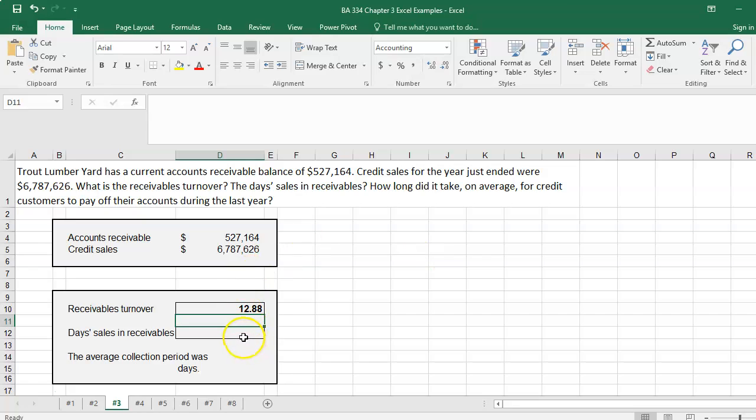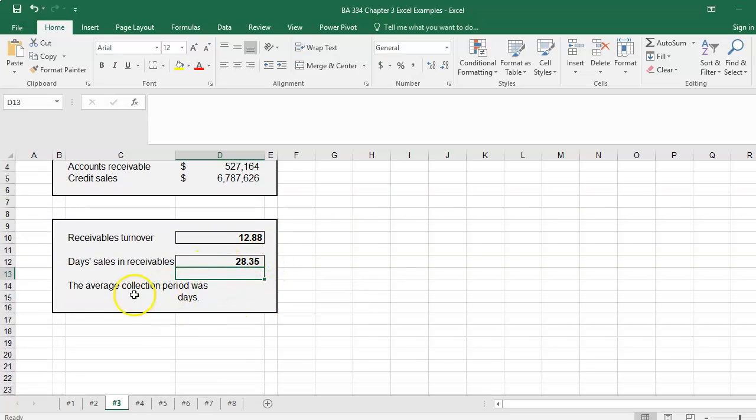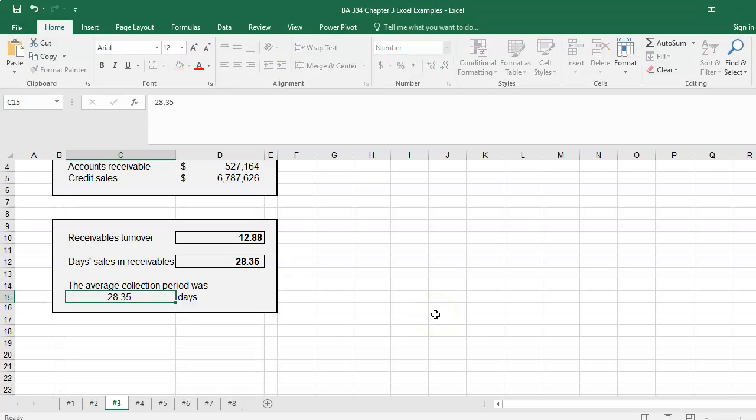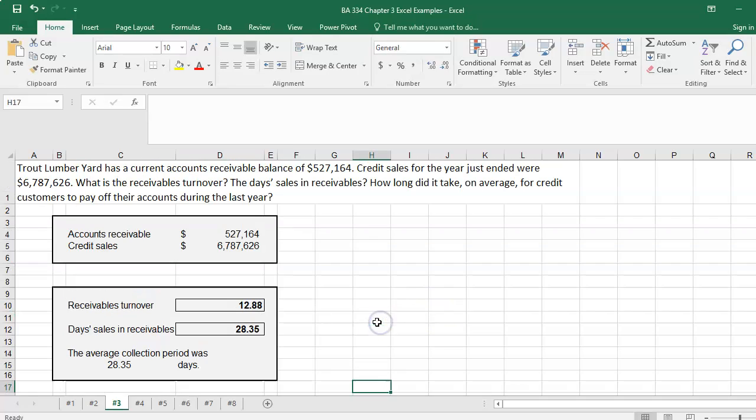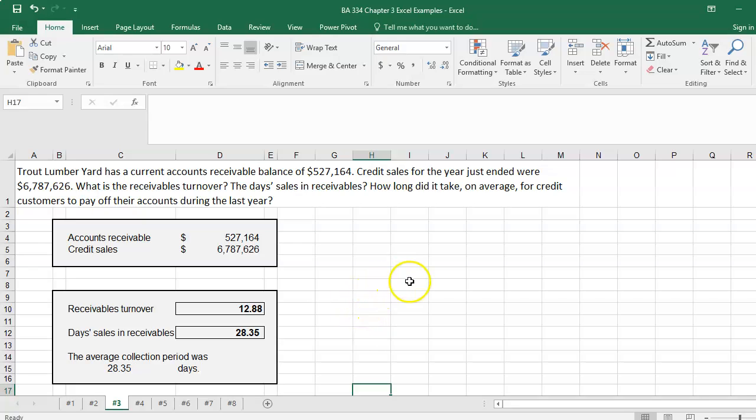The number of days in receivables tells us on average how long it takes for credit customers to pay off their accounts. That is calculated by taking the number of days in a year and dividing by the turnover. So we get 28.35 days. So the average collection period for this company is 28.35 days. That's how many days on average it takes us to get cash from our customers after a credit sale.